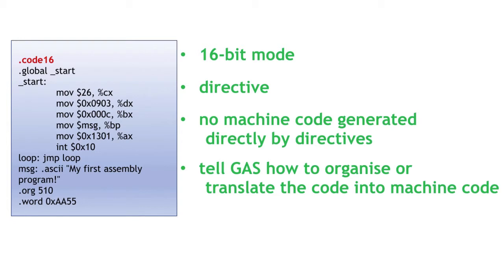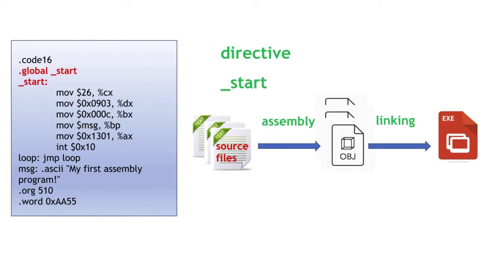All directives have names that begin with a dot or period in GAS. These directives are not translated into any machine code, but only tell GAS how to organize or translate the code into machine code. The second line, .globl, is a directive as well.